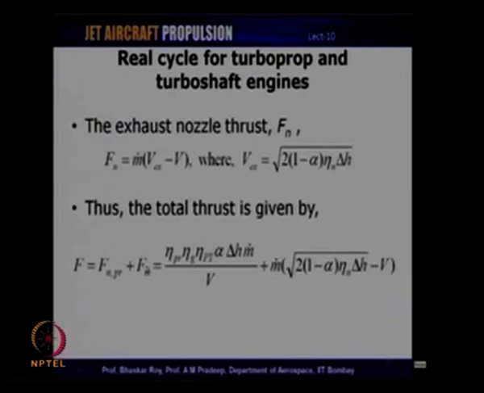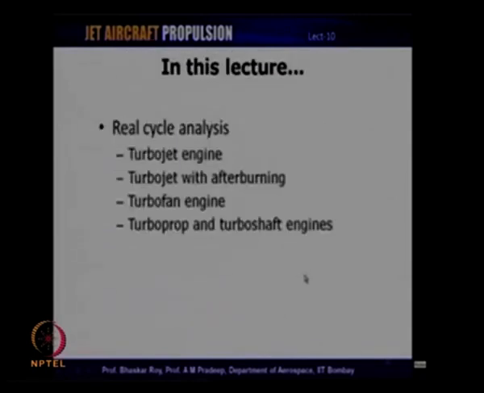In a turboshaft engine, usually the nozzle thrust will be equal to 0. The total thrust is the propeller thrust, that is efficiency of propeller times gearbox times power turbine into alpha times delta H into m dot by V, plus the nozzle thrust, that is m dot into square root of 2 into 1 minus alpha eta n delta H, minus V. So, these are the two thrust terms which are associated with a turboprop or a turboshaft engine.